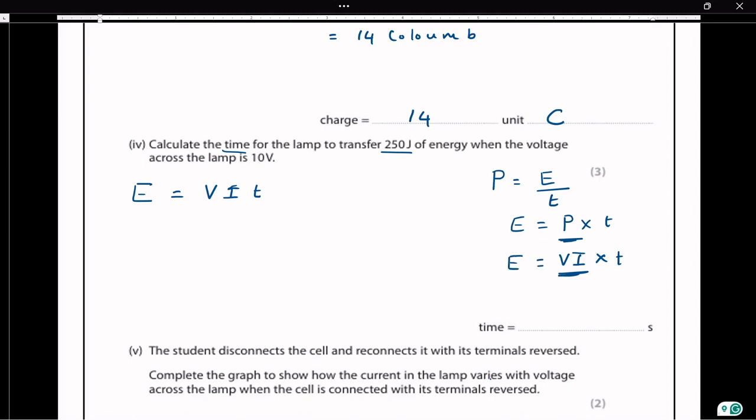Now here we want to calculate the time. So taking time as the subject, t equals E over V times I. Energy is 250 joules, it is given, and the voltage is 10. The corresponding current is 0.48. Make use of your calculator, and this will give a time of 52 seconds. So it is 52.